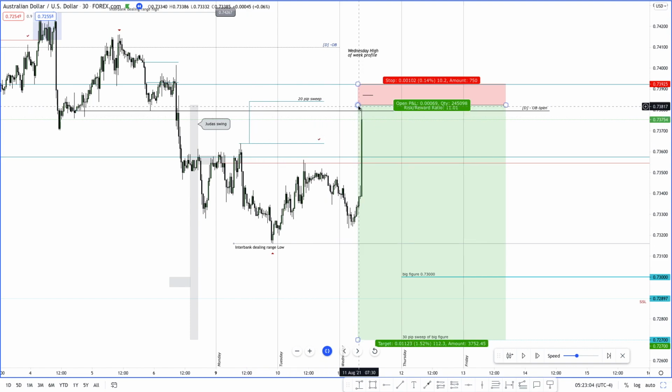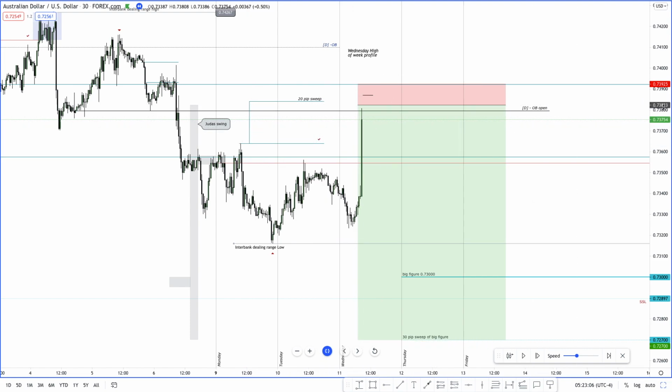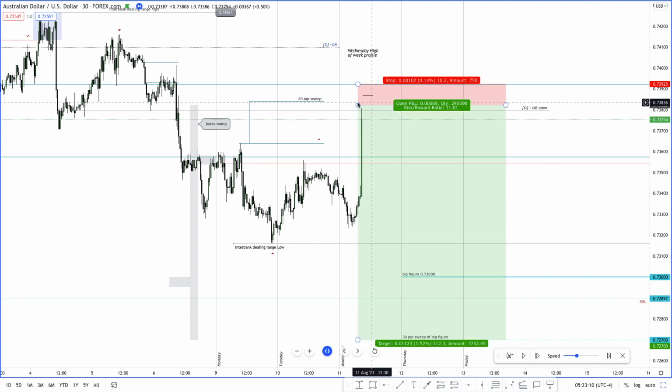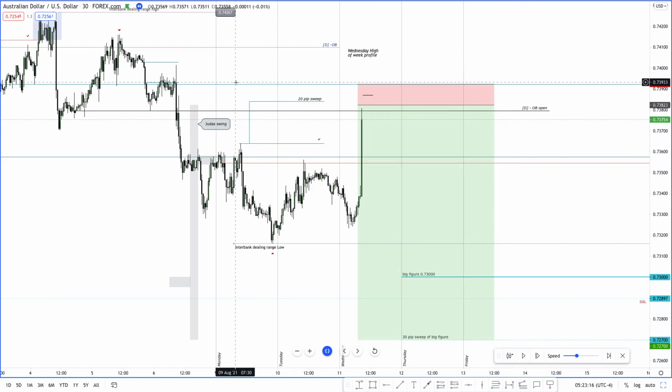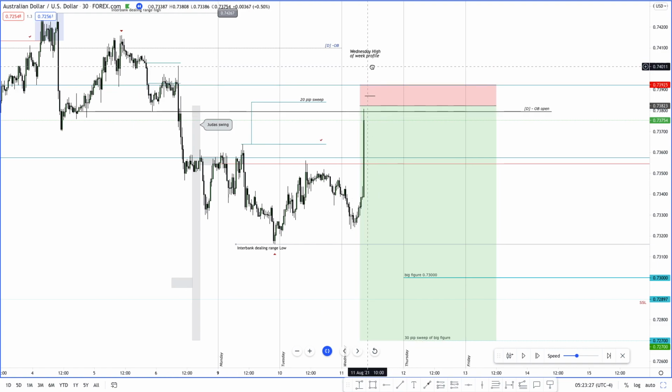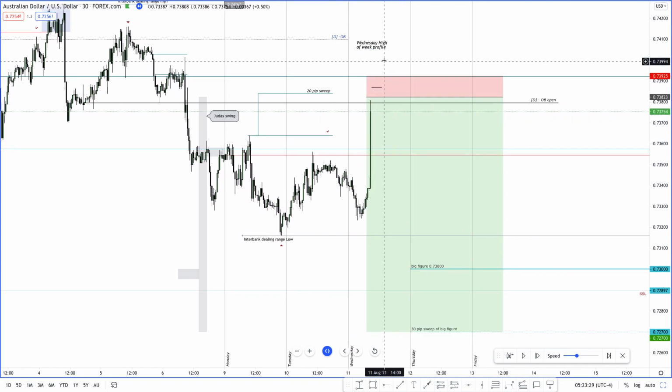So I had a sell limit at 73,823, which was just slightly below the 20 pip sweep because I wanted a guaranteed fill, and then my stop loss was 10 pips. It was above this little imbalance right over here, above this low wick. So that was where my stop loss was, and the profile I was looking for was Wednesday half the week.